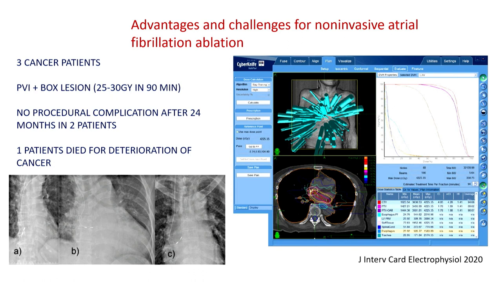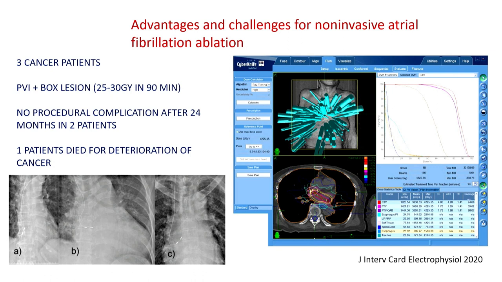This is another study. Three cancer patients with atrial fibrillation. They did pulmonary vein isolation by using radiation and box sedation. This study and the previous one used a 90 minutes radiation. The time of radioablation is very important. 90 minutes is a long time.